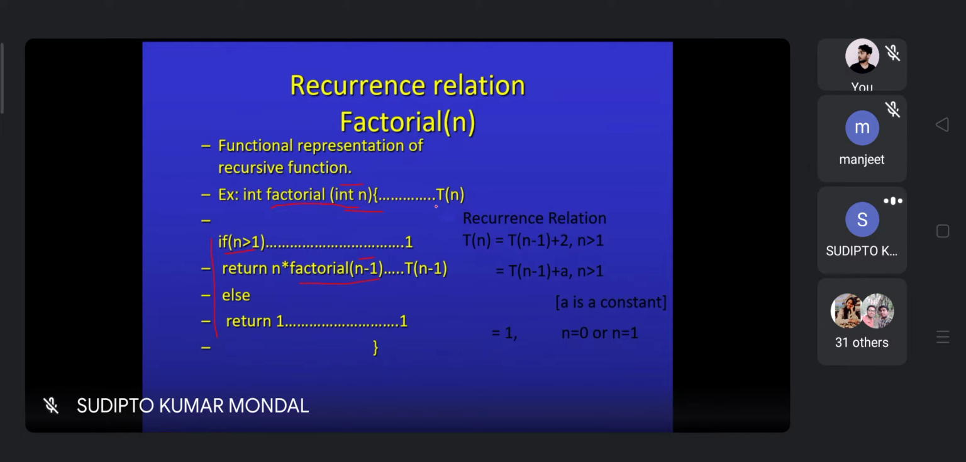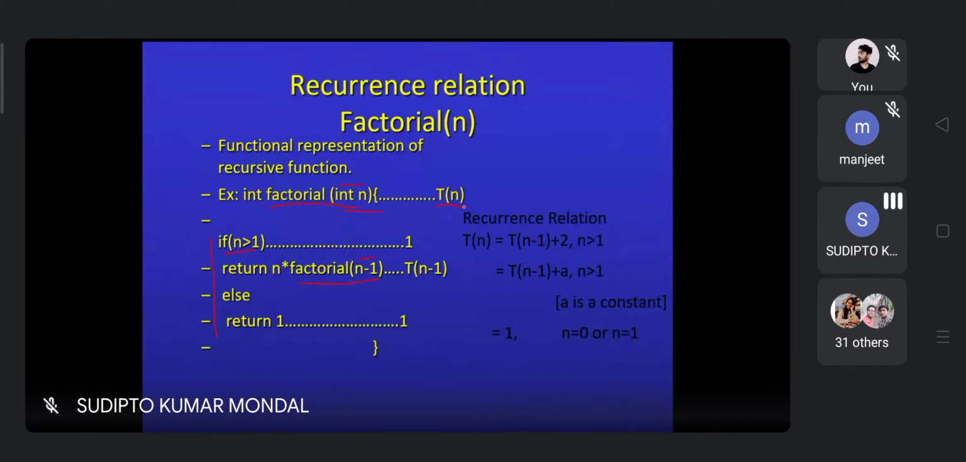So actually we are saying that we are representing this factorial function in terms of a notation, that is T of n. What is T of n? It's a representation of the function, and T of n represents how many times I will call this factorial. Again, T of n represents how many times I will execute this factorial function call. I am assuming an arbitrary term, T of n.